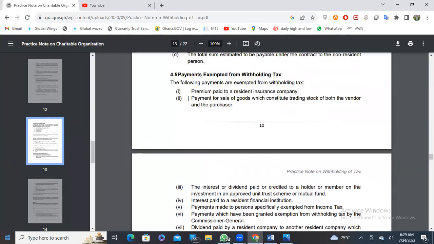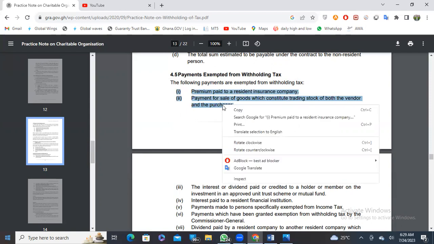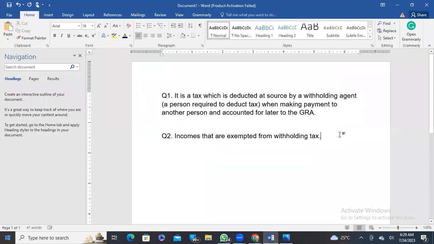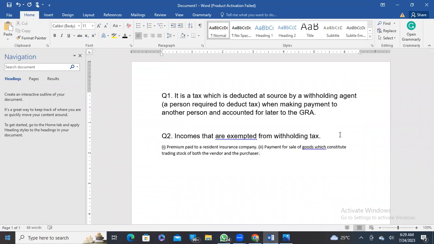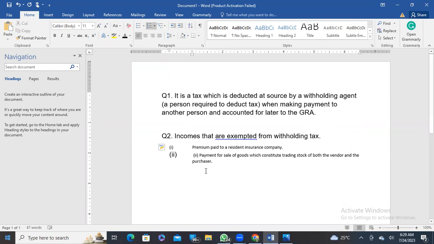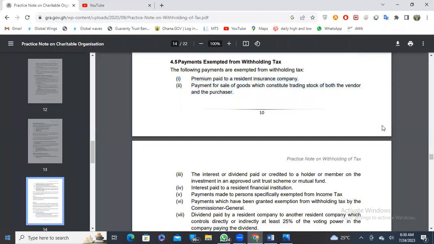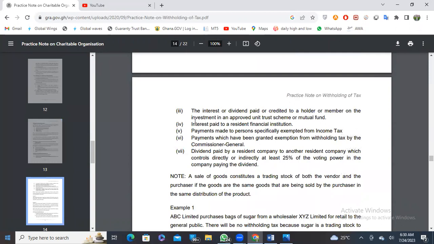So these are some of the incomes or some of the payments for which withholding tax should not be deducted. So when you are making any payment that falls within this category, you don't need to withhold tax from it. And by so doing, if anybody is also paying money and is going to deduct withholding tax from the person, the income must not be one that by law is exempted from withholding tax. So I'll put 4 here, the question asks for 3.